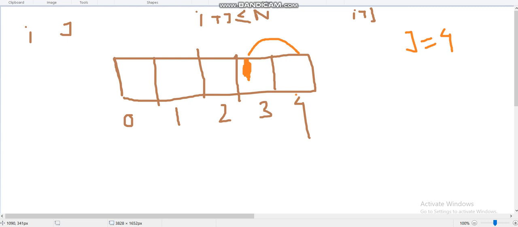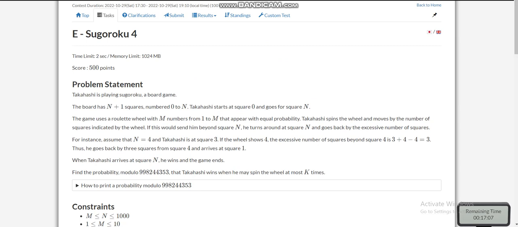From 4 to 3, that is two moves. Now 3 to 2, the third move. Now 2 to 1, the fourth move. So he will move to the first square. Takahashi's final position will be 1. Initial position is here and final position is here. I hope you got it. This is explained in the problem statement itself.